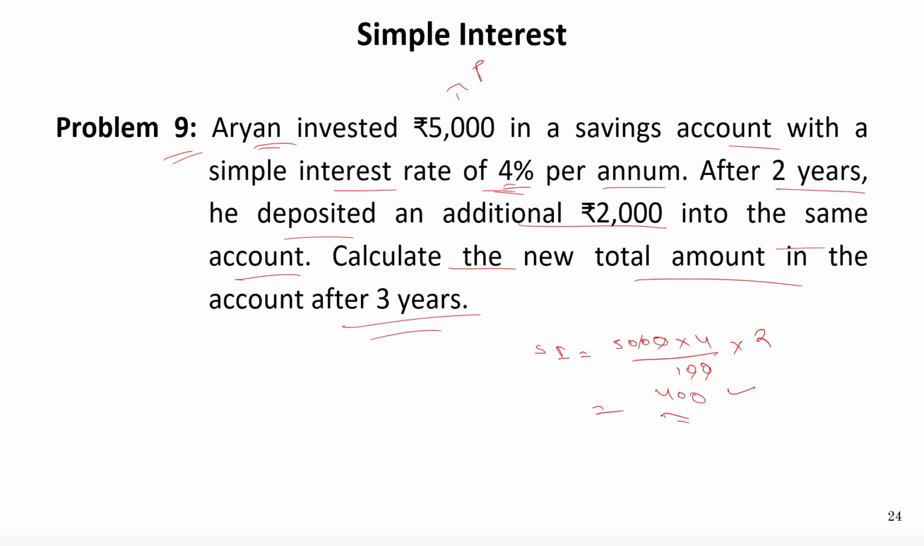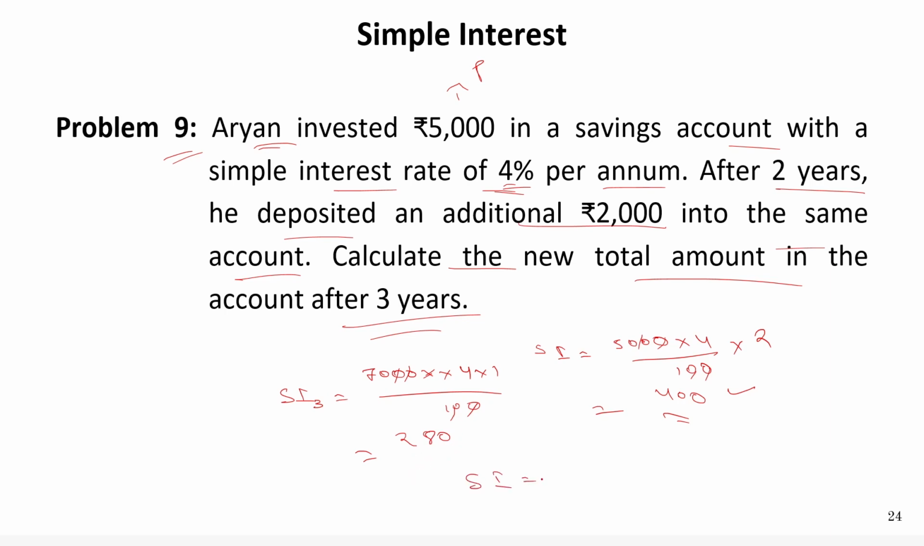So this much simple interest has been earned until now. Now the SI for the third year is equal to what? 5000 plus 2000 is equal to 7000, because the new amount invested is 7000 for the third fiscal year. So it will be 7000 into the rate, that is 4, into T equal to 1, whole by 100, right? By cutting the zeros out, 70 into 4 is 280. So 280 is the answer for the third year.